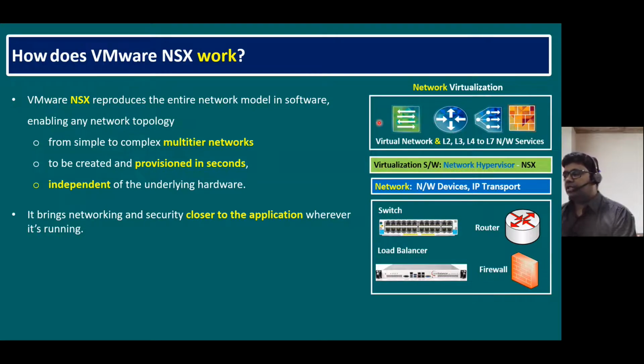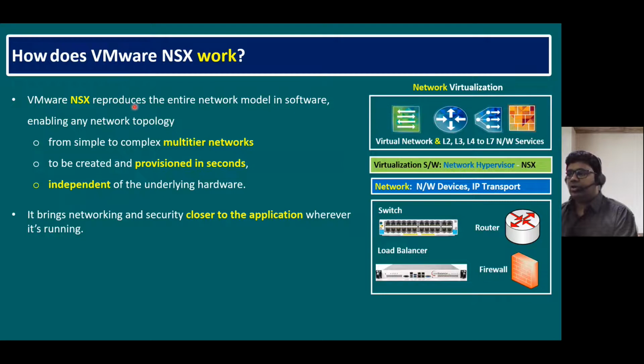So the switch becomes a virtual switch, the router becomes a logical router, the load balancer becomes a logical load balancer, and the firewall becomes a distributed firewall. So that is how NSX works. The sub points are highlighted in the description.